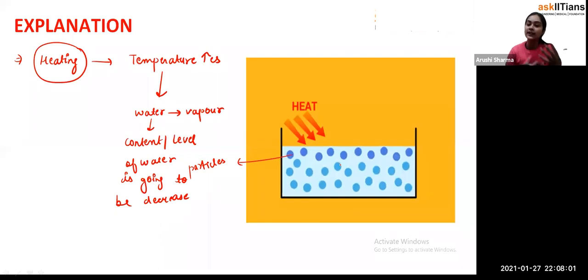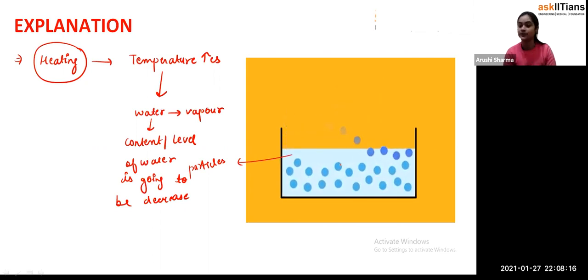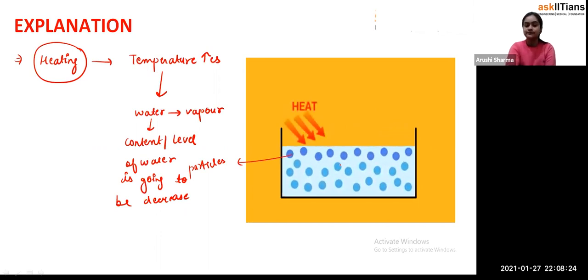That means the more heat you provide, the temperature will increase, and that's how evaporation will also increase, and all of the water converts into the vapor form, and we are just left with the solid part. So that's how this same technique is used to prepare salt from seawater. Okay, so this is the evaporation, students.